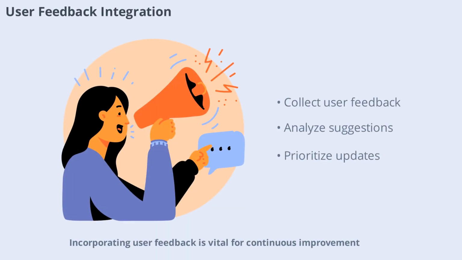Incorporating user feedback is vital for continuous improvement. Set up channels for users to report issues or suggest enhancements. Analyze feedback to identify patterns and prioritize updates. Engaging with users helps you refine your narrow AI system and ensures it meets real-world needs.